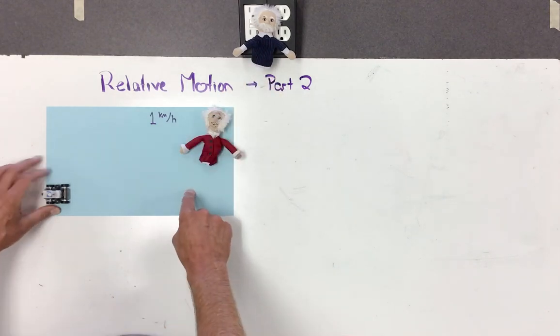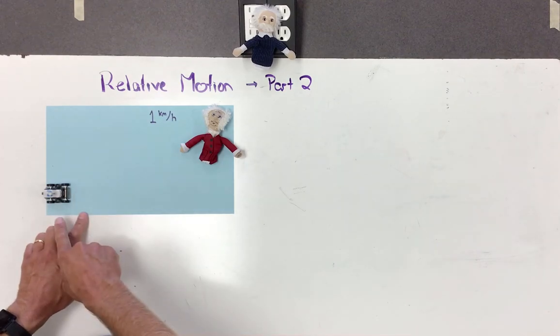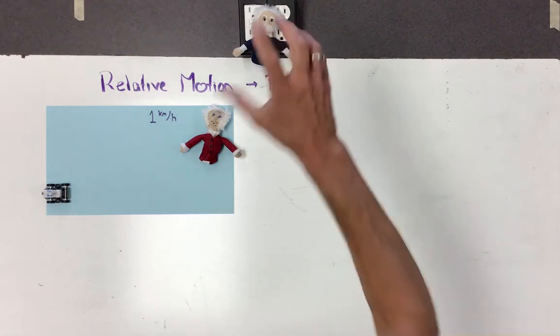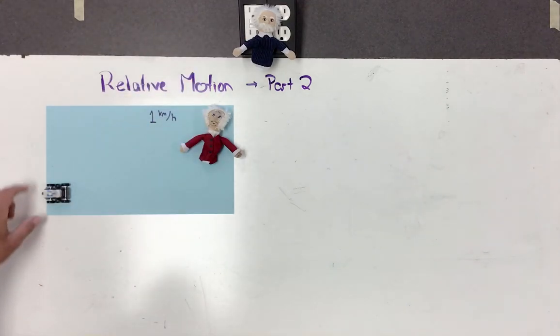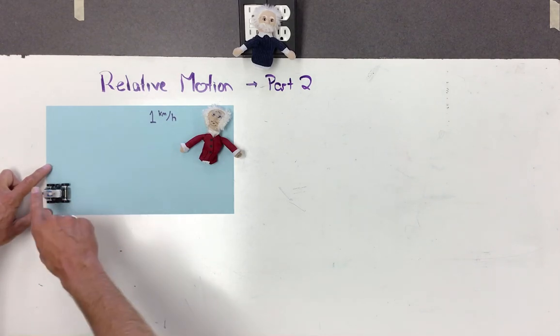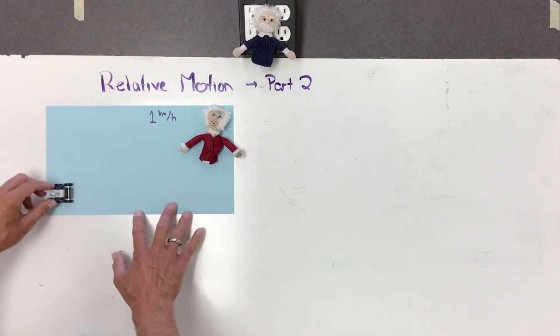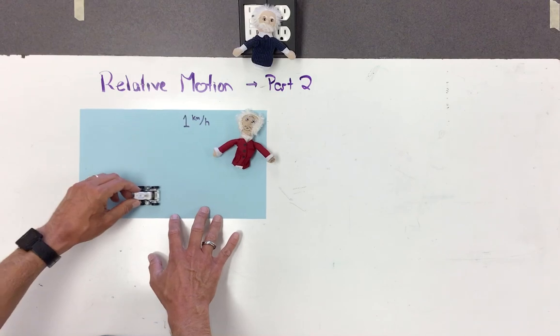Paper's moving at 1. On top of the paper, the car's moving at 2. You guys sitting at home, because the camera's not moving, you're in the same reference frame as Albert. What did it look like to you? It should have looked a bit faster. It's an addition of the velocities. They're in the same direction, so they combine to make a bigger number.